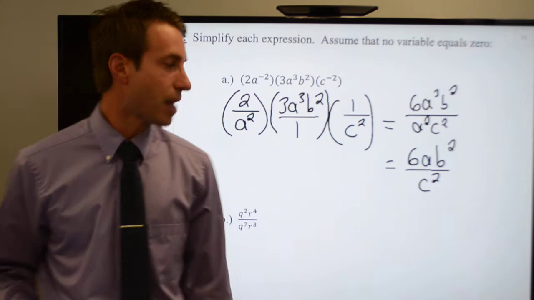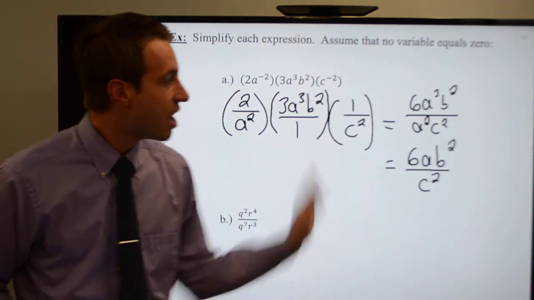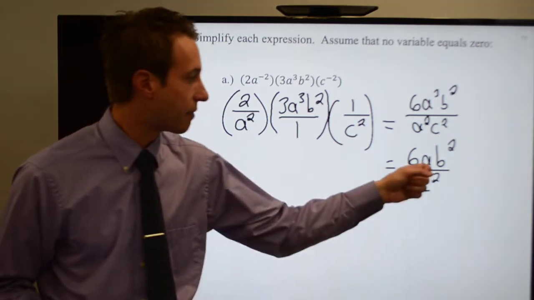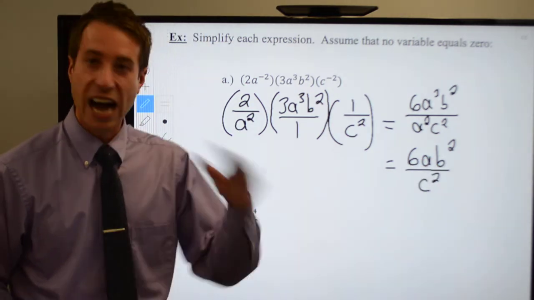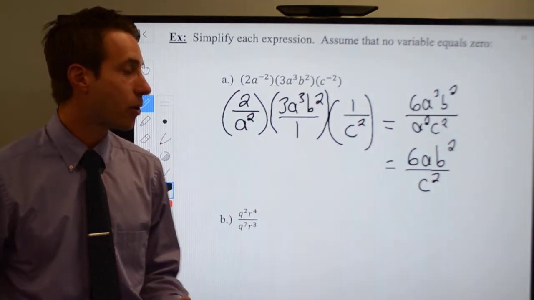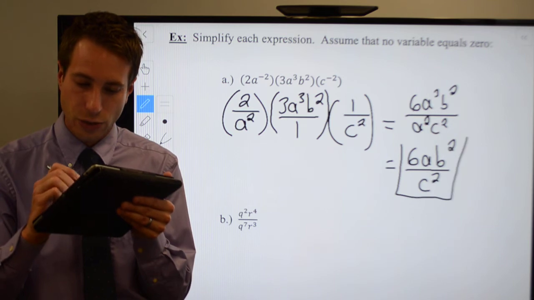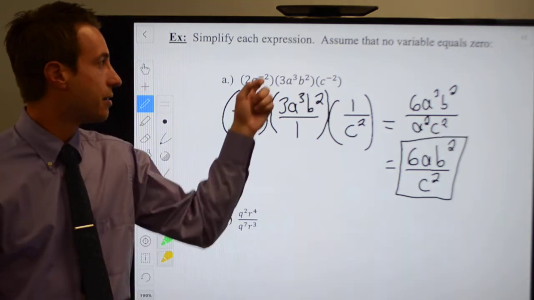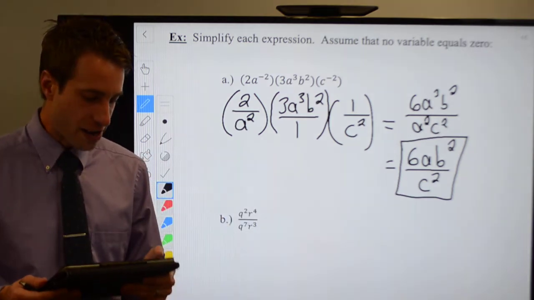So anyway, here we go. My fractions are completely reduced. I don't have anything to cancel with the 6. I don't have any like bases. I have an a, a b, and a c. Those are all different variables. I don't have any negative exponents, and I don't have any powers of powers. Guys, that is your final answer. You have completely reduced this original expression. Great, let's try another one.